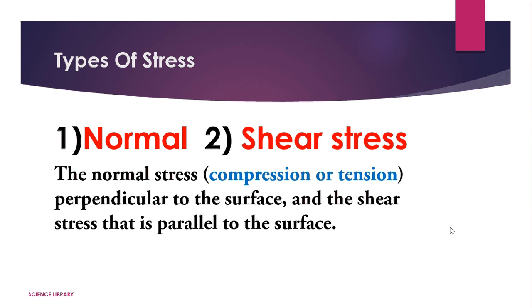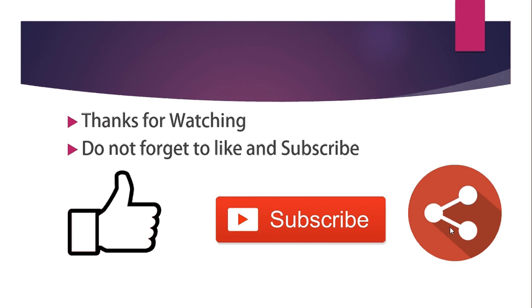There are two types of stress. One is normal stress and the second is shear stress. The normal stress is the compression or tension perpendicular to the surface, and the shear stress is parallel to the surface.